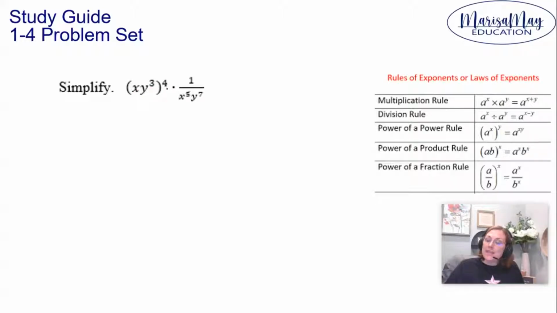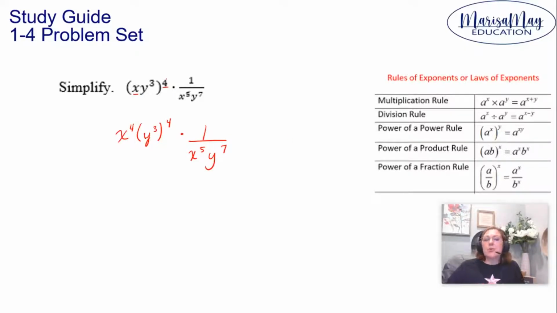We see that everything in the parentheses is being raised to the fourth power. So let's simplify that. I've got x to the fourth power. You'll see that I just gave the x the fourth power that was on the parentheses. Then I've got y to the third to the fourth power. And then I'm going to leave this fraction alone just for a moment.